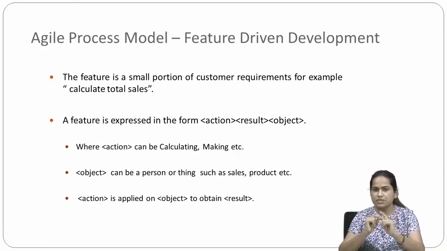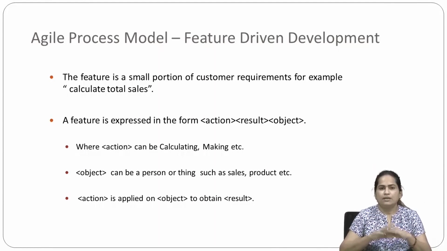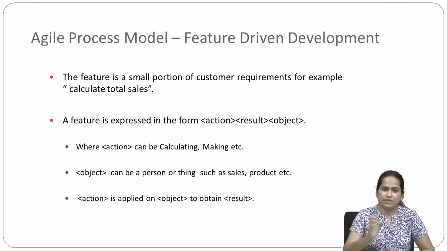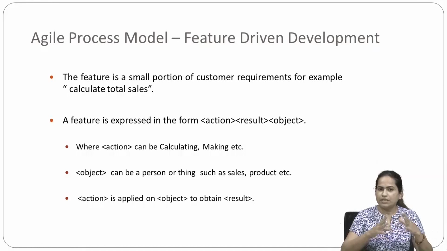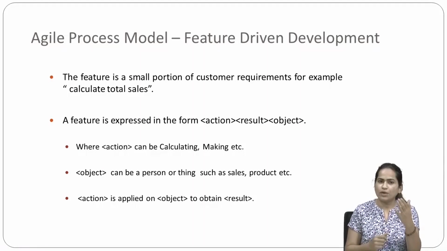Here for this feature, calculate total sales, if you want to express it, then you can have these different tags: action, result and object. Now action will be what? Action can be, for this example, calculate total sales. So in this the action will be calculate, meaning what task you are doing, like calculating or making. Object can be a person or thing such as sales or products, etc. For this example, we have calculate total sales.